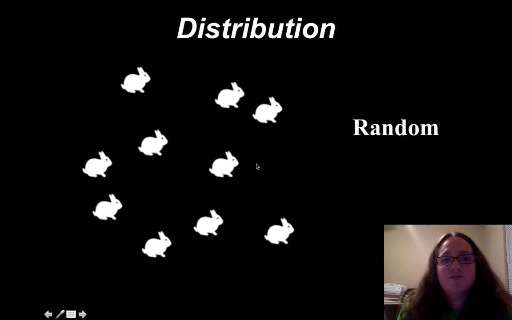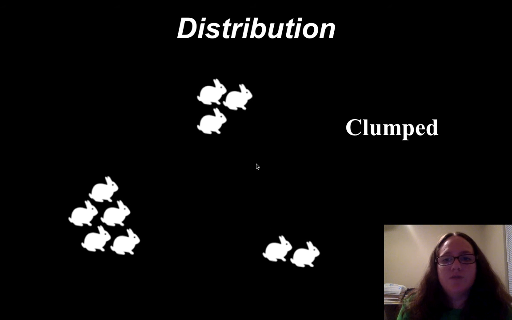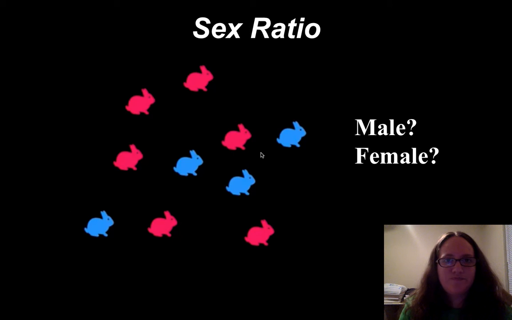You can also have distribution. They can be randomly distributed, or they can be uniform, or they could even be clumped. So it might be a good idea to draw some pictures with those terms. You need to know those distribution patterns. Now, most things are going to be clumped because it is good to travel in groups. Think about a lion pride or a herd of elephants. There's safety in numbers, so it's better usually for organisms to be in clumps.